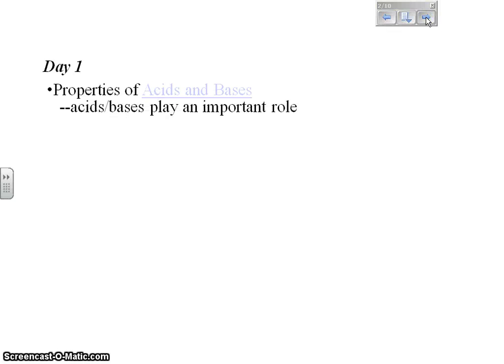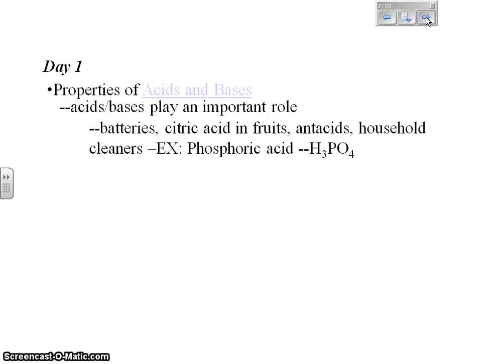So, as we mentioned in the song, acids play an important role. Bases play an important role in our lives. Alright? Batteries, you know, are acids. Citric acid in fruits, antacids, household cleaners, all of those things are the uses of acids and bases, and we have a lot of uses for them, and they are important in our lives.